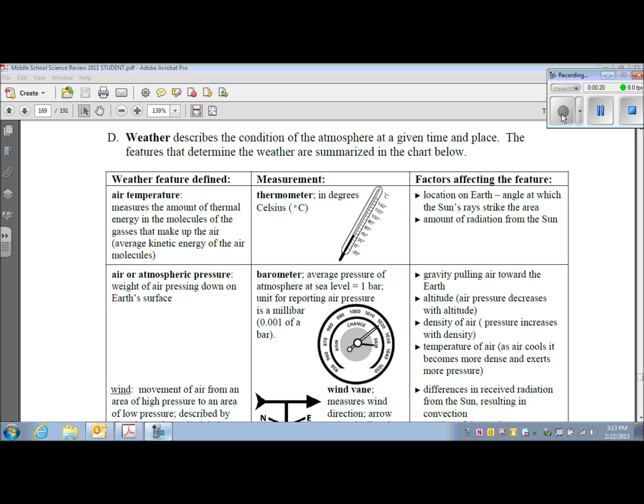Air temperature measures the amount of thermal energy in the molecules of the gases that make up the air. It's the average kinetic energy of the air molecules. To measure air temperature, we use a thermometer in degrees Celsius. And factors that affect measuring air temperature include location on Earth, angle at which the sun's rays strike the Earth, the amount of radiation from the sun.